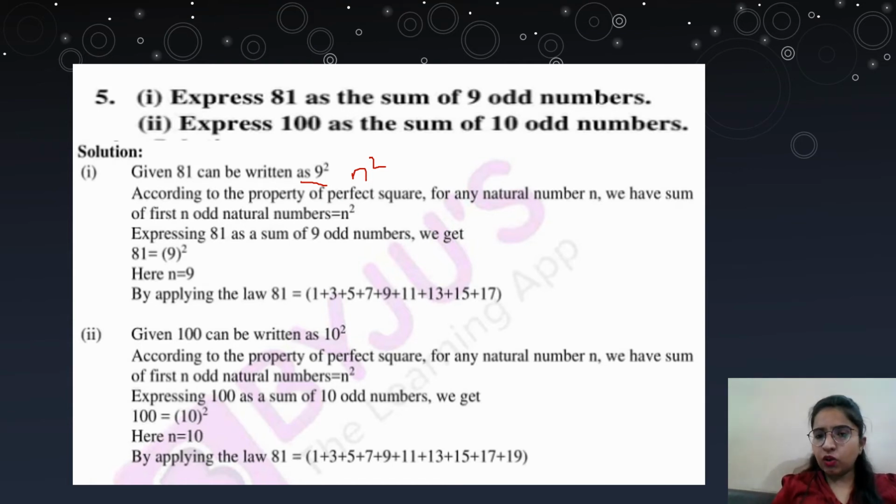100 as a sum of 10 odd numbers. 100 is the square of 10 only. So the 10 odd natural numbers, the first 10 odd numbers, you have to write over here. That is 1, 3, 5, 7, 9 and so on. Clear? It's too simple. You can do this. And the main thing is properties only. If you know the properties, then you will be able to do all the questions.